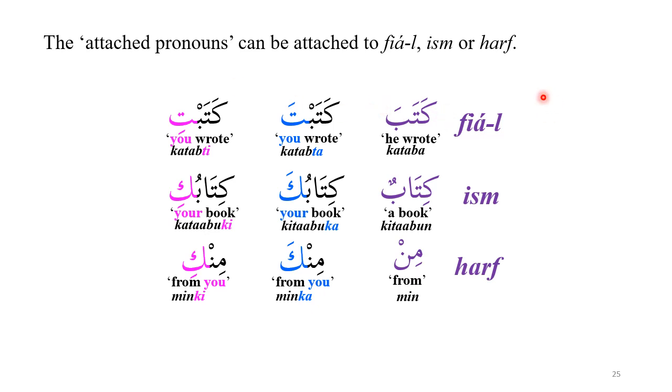Now remember, these attached pronouns can attach to verbs. For example, katabta, right? You wrote. See, katabta means you wrote, and katabti means you wrote, but the female, right? I used the pink color for female, and the blue color for the male. But this attached pronoun can also attach to ism as well. For example, kitabuka means your book, and kitabuki also means your book, but feminine, right? And they can also attach to harf. For example, minka means from you, and minki means from you, with the feminine meaning.